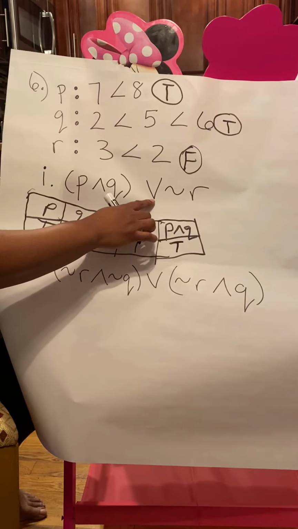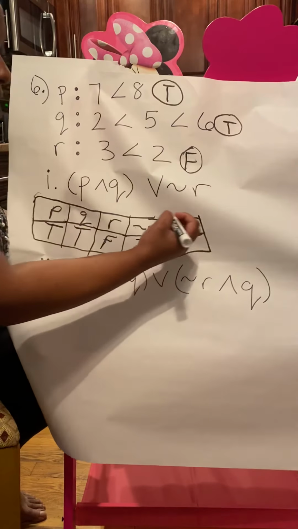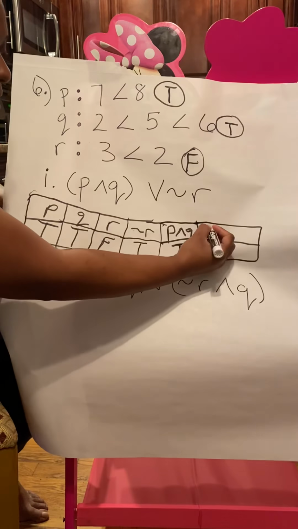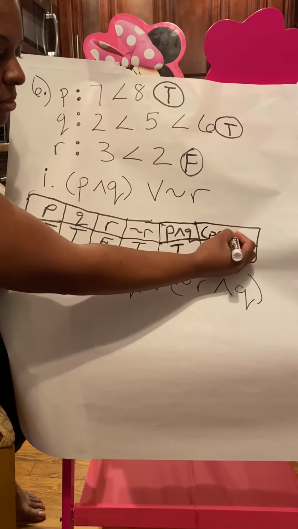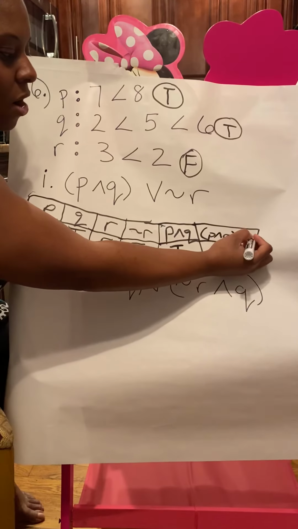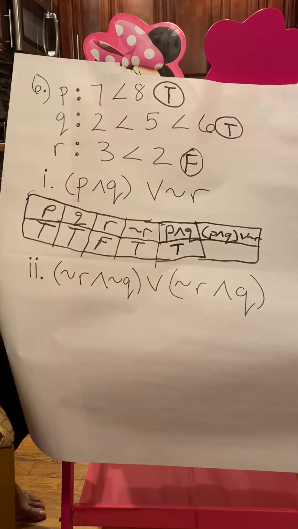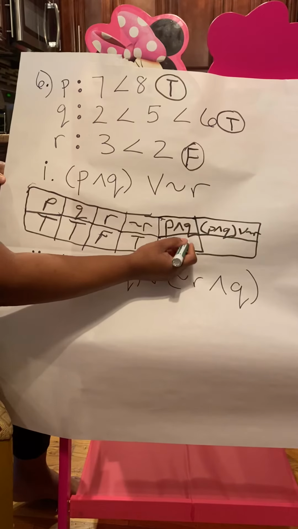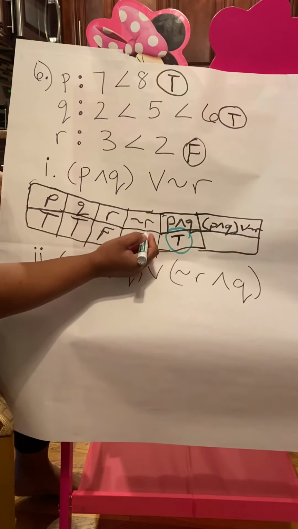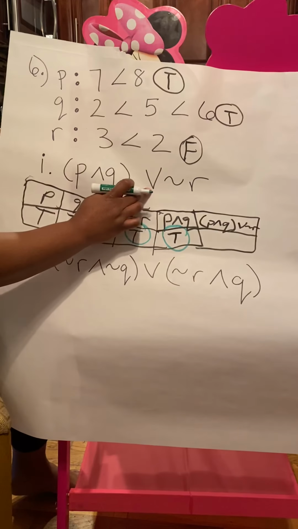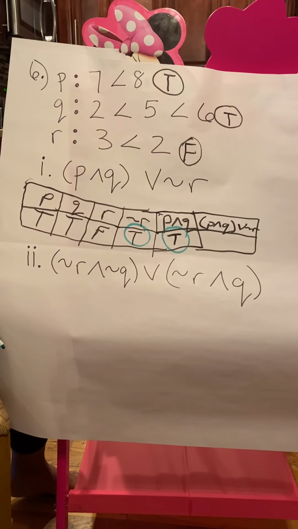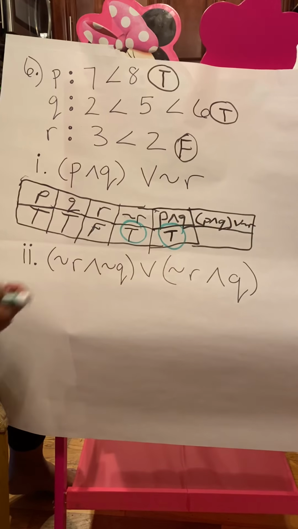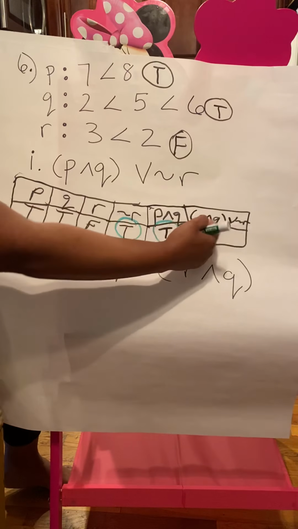Now, this is the symbol of a disjunction, that is an OR. So that means I'm going to take my parentheses, P and Q, and then or, not R. So I'm going to use another color. That means I'm looking at this truth value, and I'm looking at this truth value, and I know that the only time a disjunction is true is when one of the statements is true. So therefore, since this is true and this is true, that means that my disjunction statement is true.